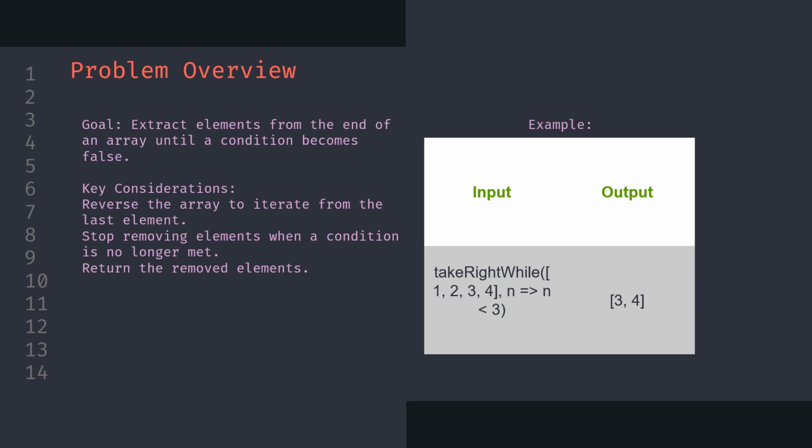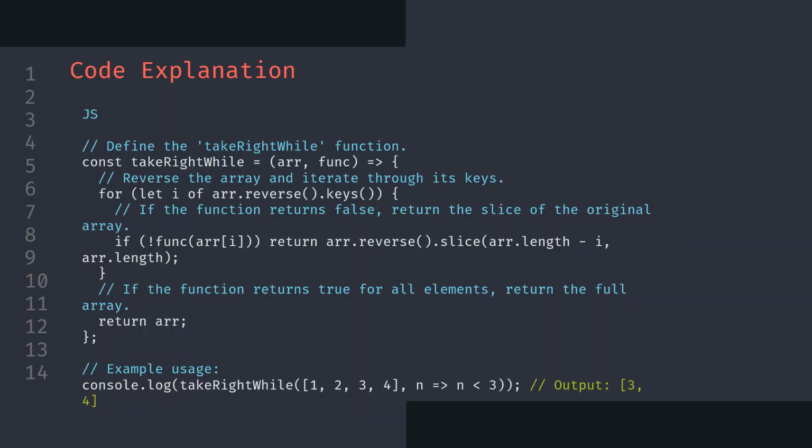This function is useful when we need to extract trailing elements that match a given condition. The function reverses the array and iterates through it to find where the condition stops being true, then slices and returns the relevant portion.